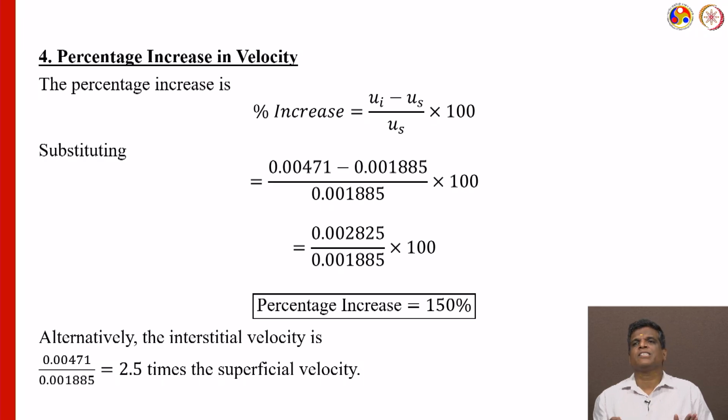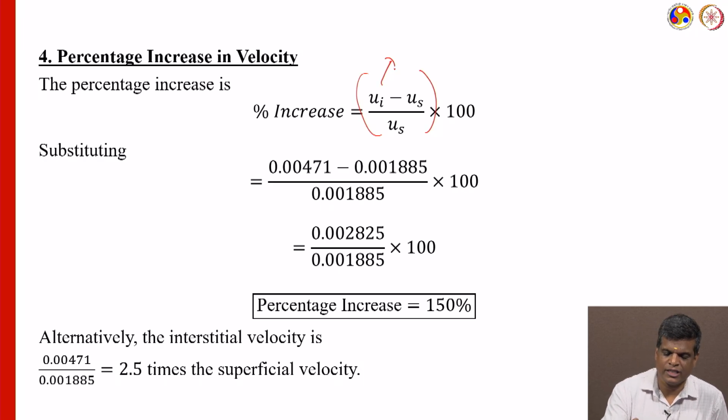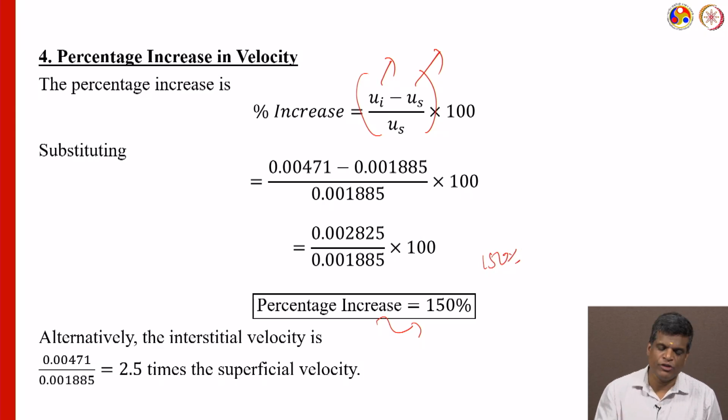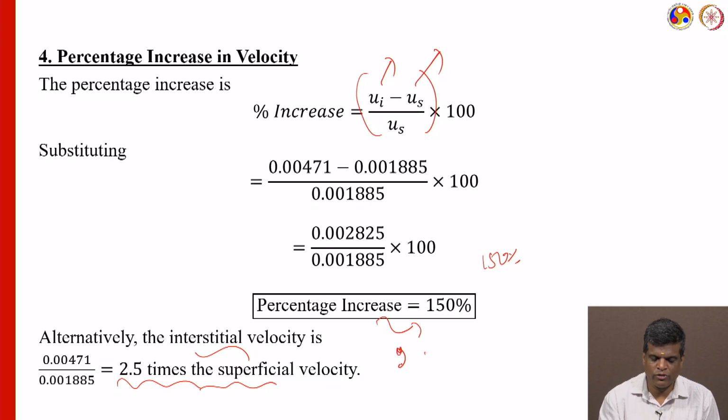Next, what is the percentage increase in velocity? There is a ratio of Ui, the interstitial velocity, to Us, the superficial velocity. Once you calculate, the percentage increase is 150%. Or alternatively, the ratio shows that the interstitial velocity is 2.5 times the superficial velocity.